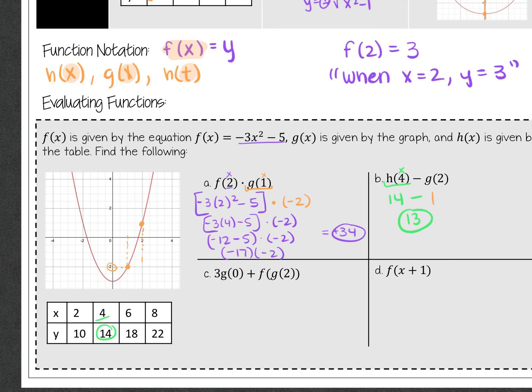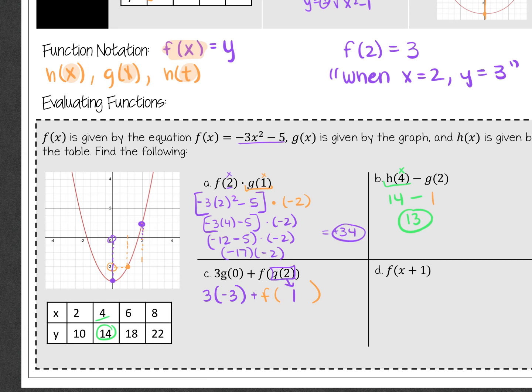So 3 times g of 0. G is our graph. So for g of 0, we look where x is 0, and y is negative 3. Plus f of g of 2. The first thing I'm going to do is figure out what g of 2 is. We already found g of 2 over here. G of 2 equaled 1. So I'm replacing g of 2 with 1. Okay?